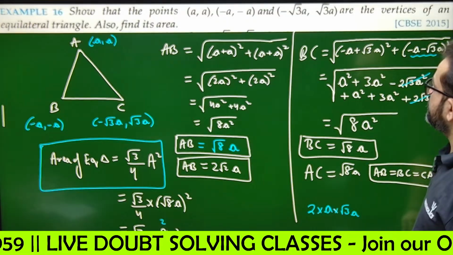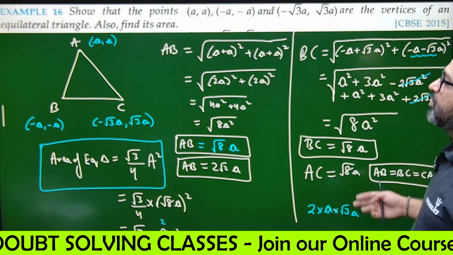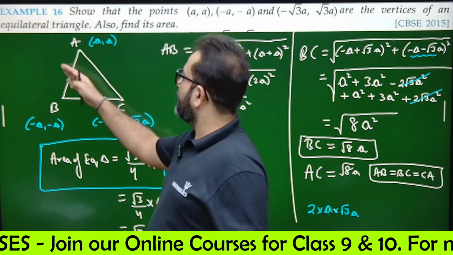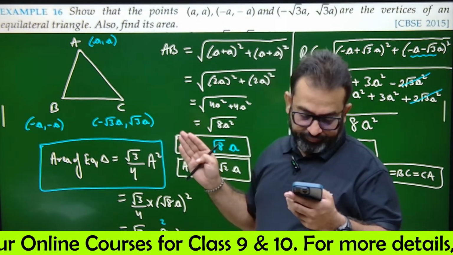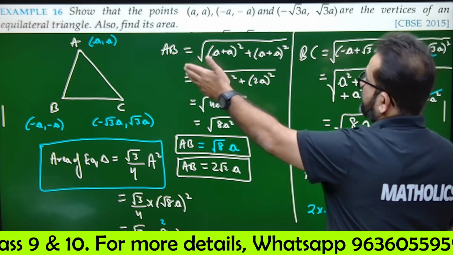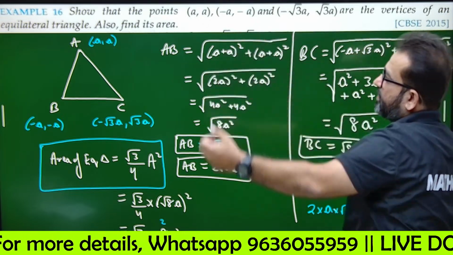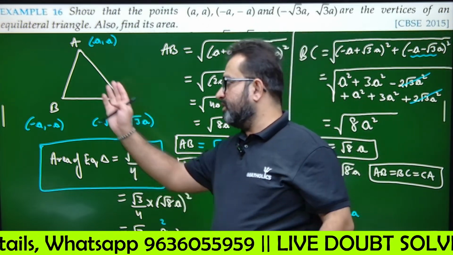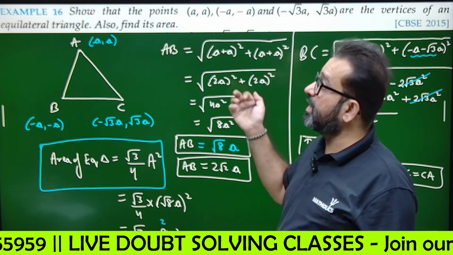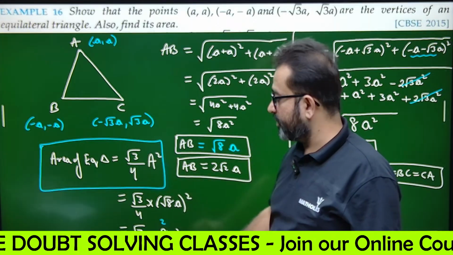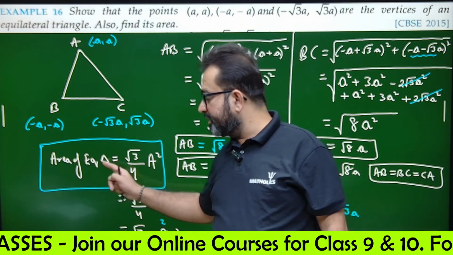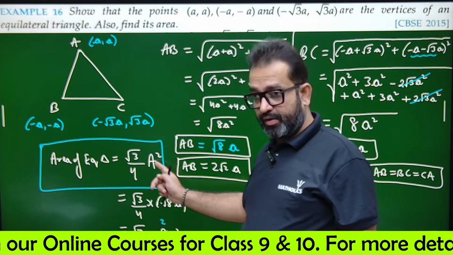Show that the points are vertices of an equilateral triangle. How to prove equilateral triangle? Tell me how to prove equilateral triangle. By having all the sides equal. If this question is there in your exams, show that the points this are vertices of an equilateral triangle, so find all the sides and equate them to equal, right? So this will be the way. And area of equilateral triangle formula, root 3 by 4 side square. You must note it. Area of equilateral triangle under root 3 by 4 side square.